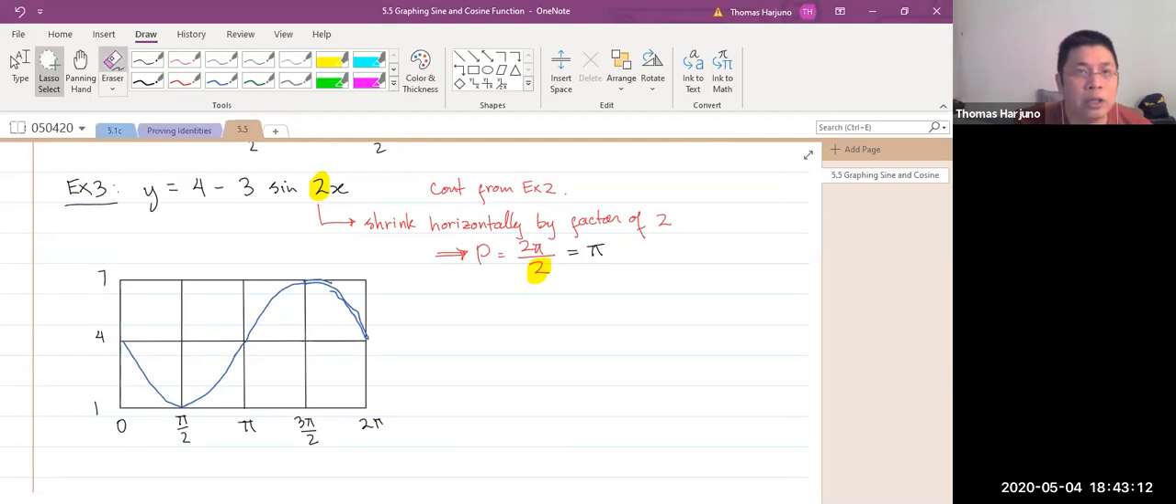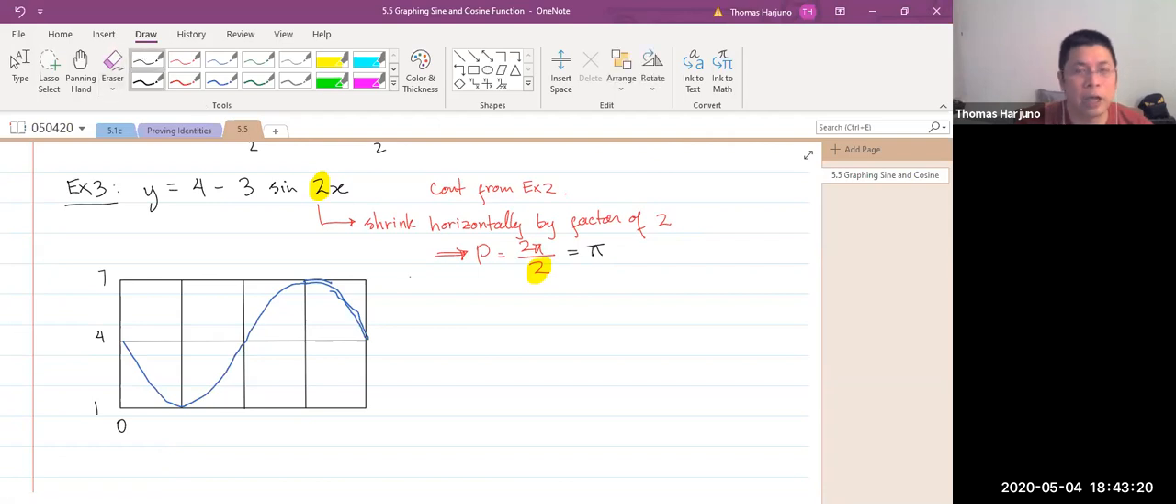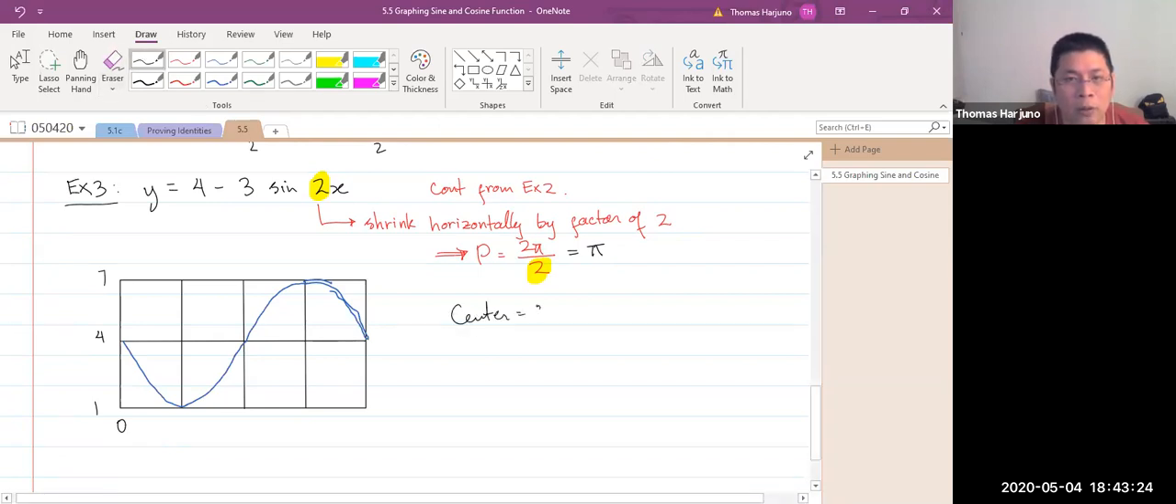And you will see the one change will be the x component here, because the center, the amplitude, the center is still the same. The center is still 4. Okay, the amplitude is still 3. So the maximum and minimum still the same. The range still from 1 to 7. Okay. The period is the one change.